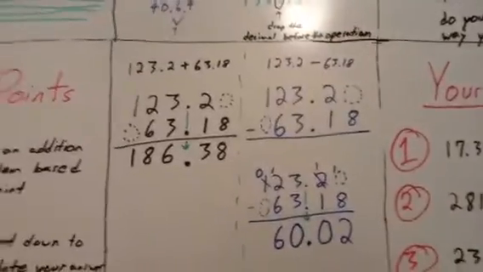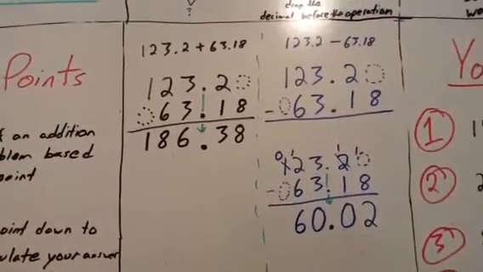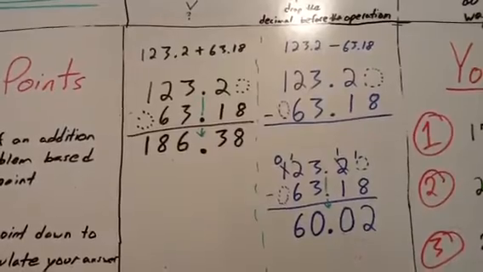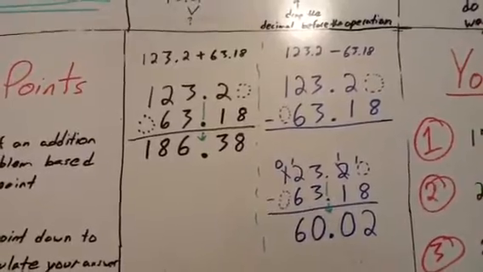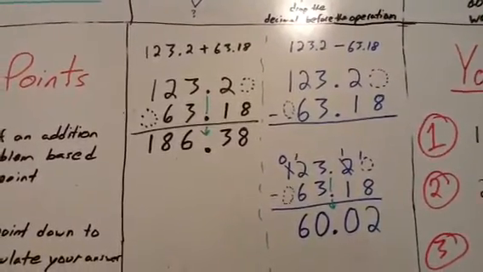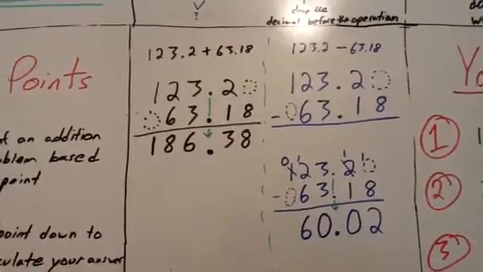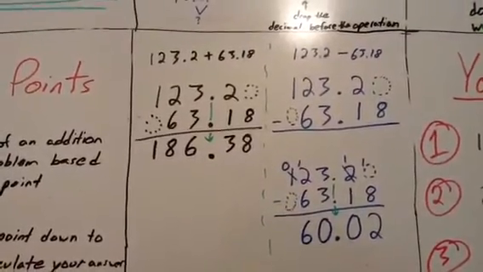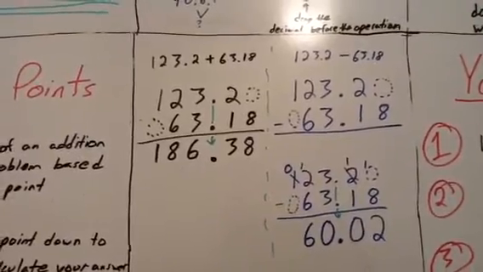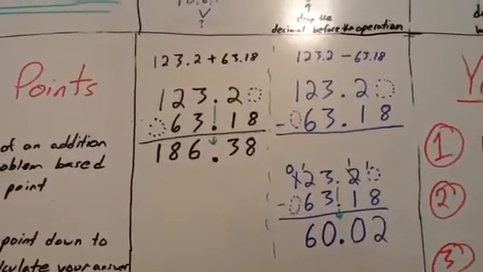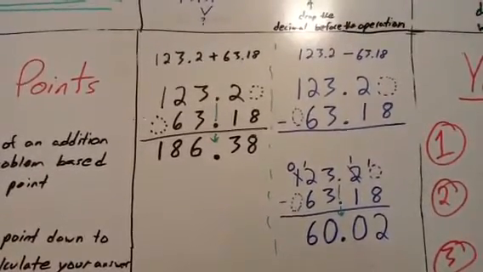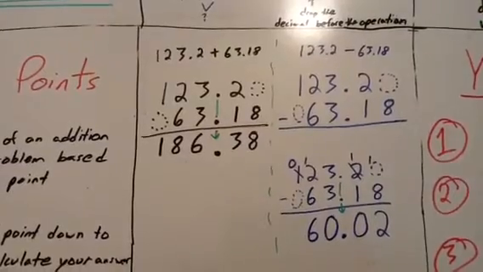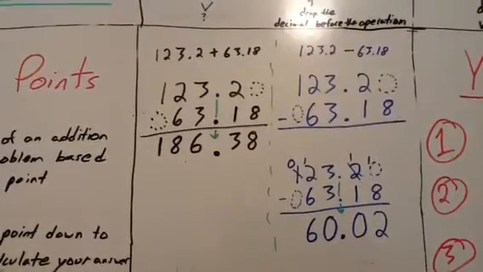I'm going to give you 2 examples, one addition and one subtraction. So as you see in the first one on the left in black, 123 and 2 tenths plus 63 and 18 hundredths. First thing I did is I lined up my decimal points. I wrote my decimal point in the answer as represented by that green arrow. I wrote in the zeros that I needed to hold place holders, and I added from right to left. 0 plus 8 is 8, 2 plus 1 is 3, my decimal point goes right there, 3 plus 3 is 6, 2 plus 6 is 8, and 1 plus 0 is 1. I ended up with 186 and 38 hundredths.